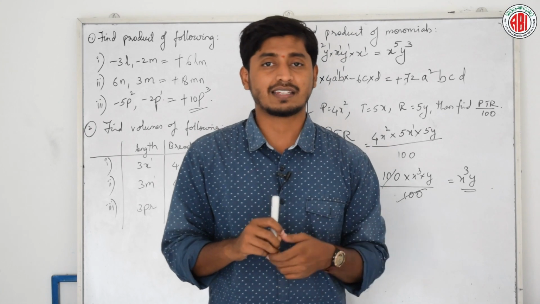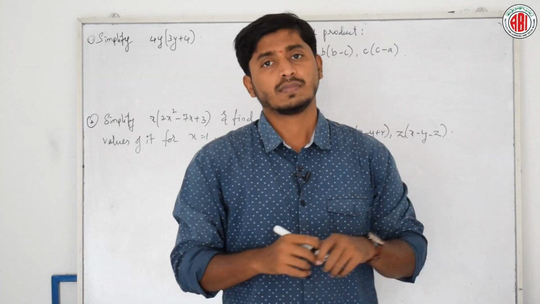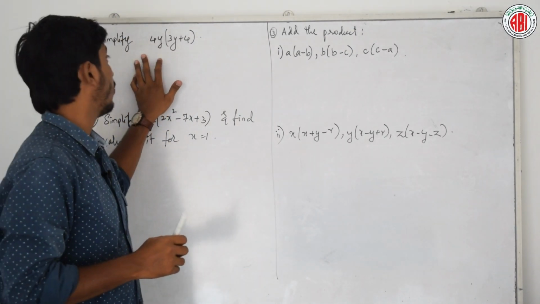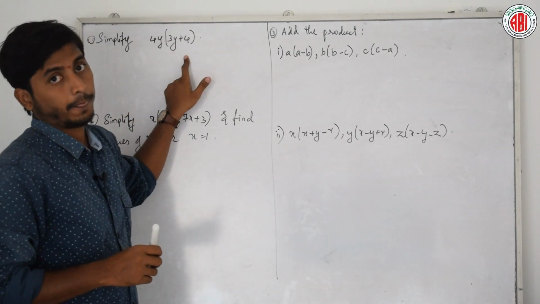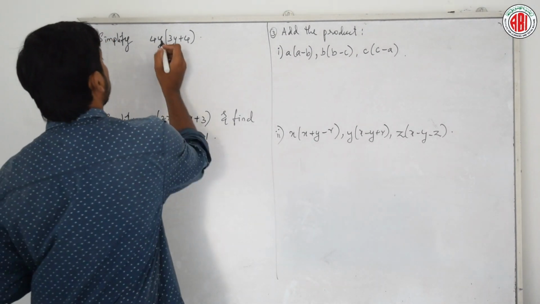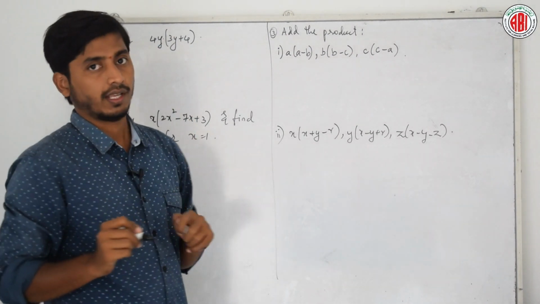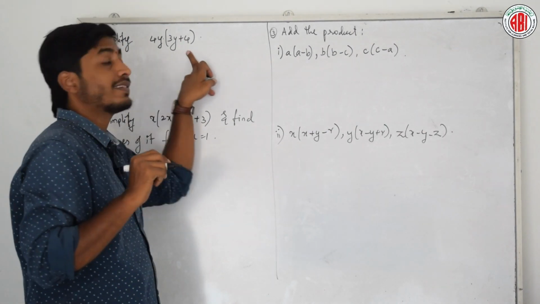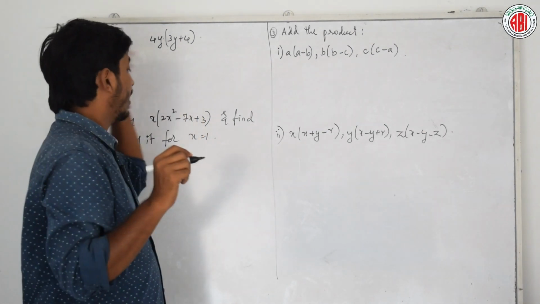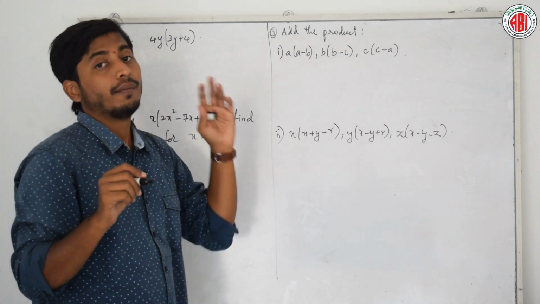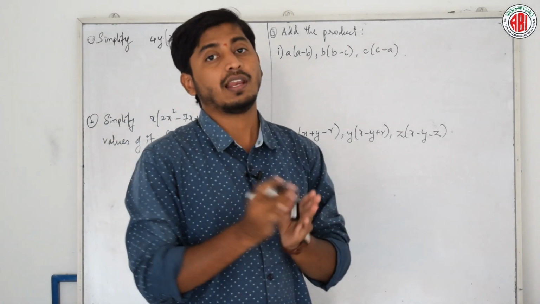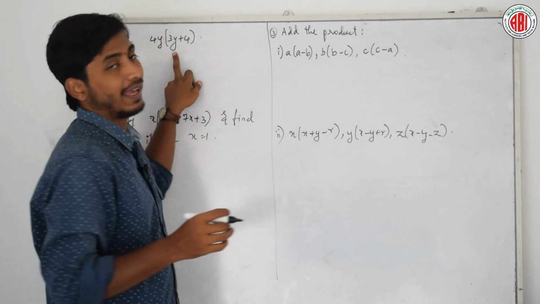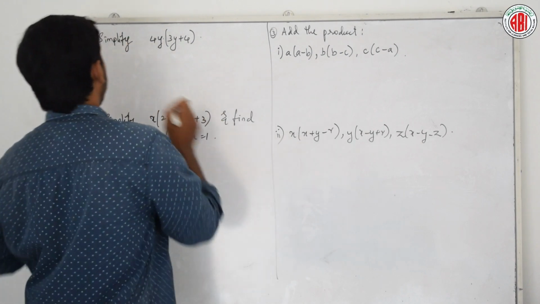Fine. Let us start a few more problems. See here, he is asking us to simplify 4y into 3y plus 4. If there is nothing, remember this is multiplication. Clear? Now see here, this is a monomial and this is a binomial. In this we are going to learn multiplication of a monomial with a binomial and a trinomial. See here, let us multiply each and every term.